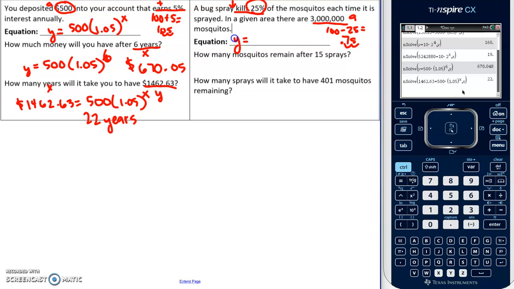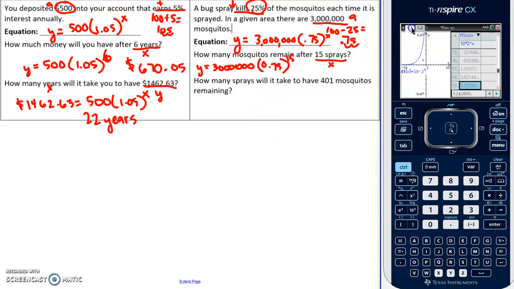So my equation, y equals the initial, so 3 million, whoo, big numbers, times 0.75 is my rate to the x power. How many mosquitoes remain after 15 sprays? So 15 sprays, that's my time, right? That's what I'm doing. All right, so this would be y equals 3 million times 0.75 to the 15th. And then we can go and solve that on our calculator.